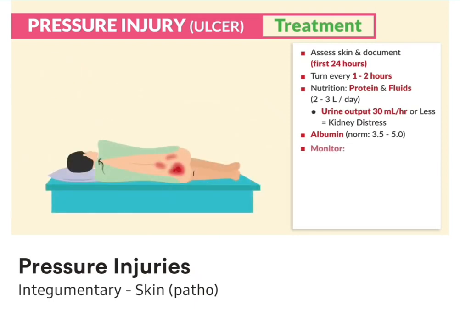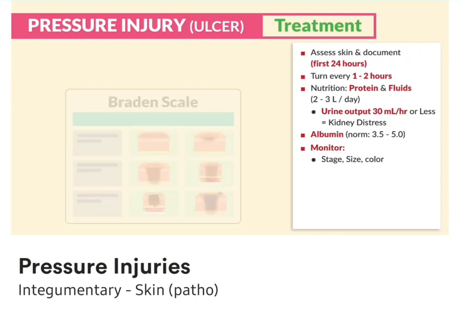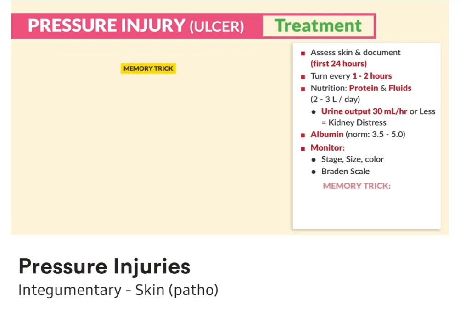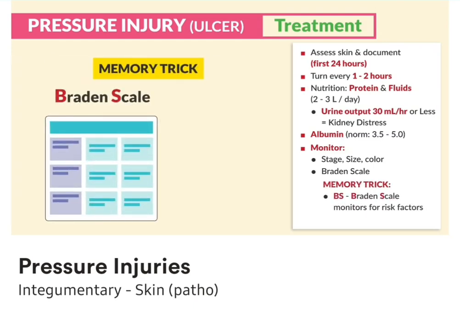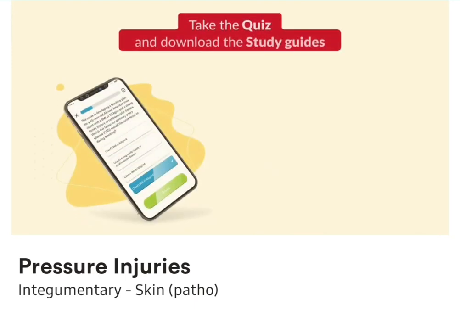And lastly, we're always monitoring any pressure ulcer. We're looking at the stage, the size, and the color. And we can even use a key term, Braden scale. This is a rating system used to monitor risk factors for skin breakdown, which is typically done every shift. So just think the BS for Braden scale monitors risk factors for BS, broken skin. All right, that wraps it up.